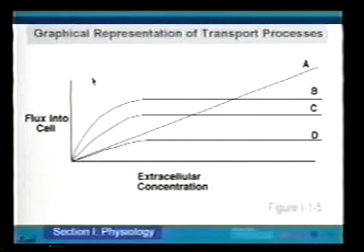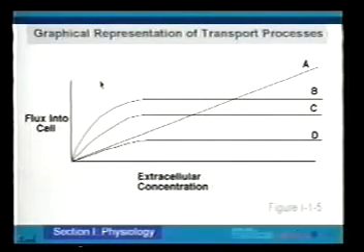Now, at the end of the section, you'll see a figure that shows the graphical representation of transport processes. One standard procedure on Step 1, in physiology in particular, is to throw a graph at you to see if you understand some basic physiological processes. And this is a standard graph that they could give you. The lines can be slightly different, but this is a standard graph to see if you understand the principles of membrane transport.